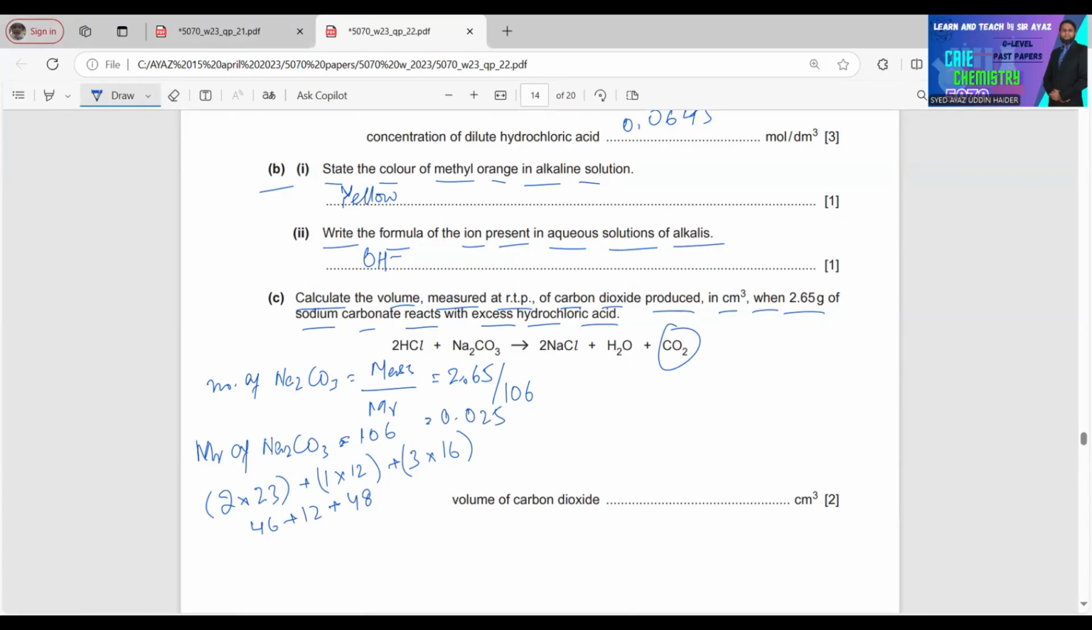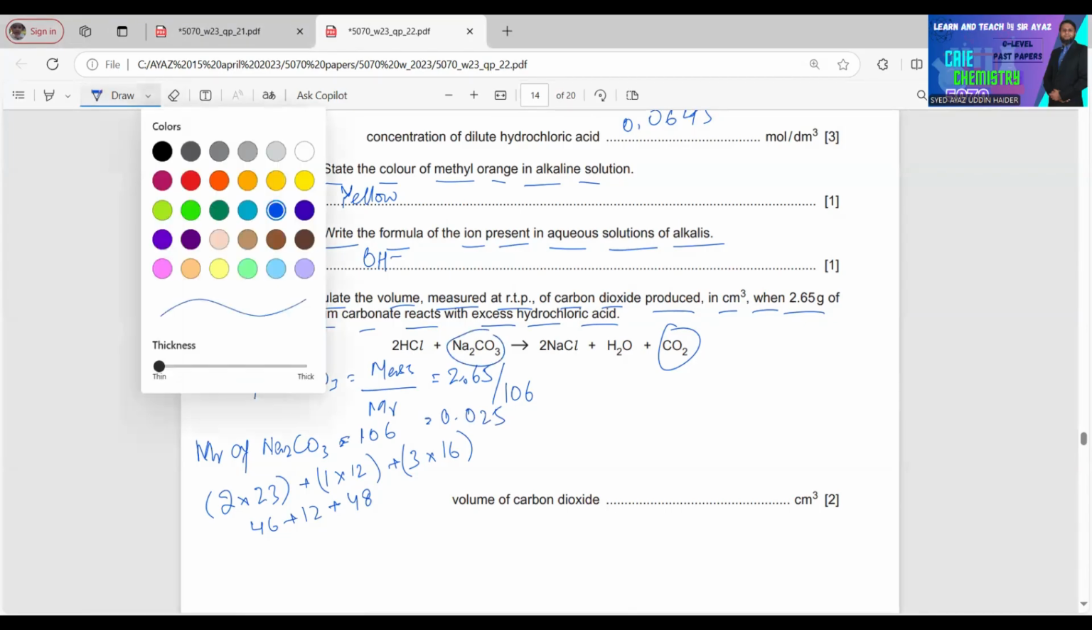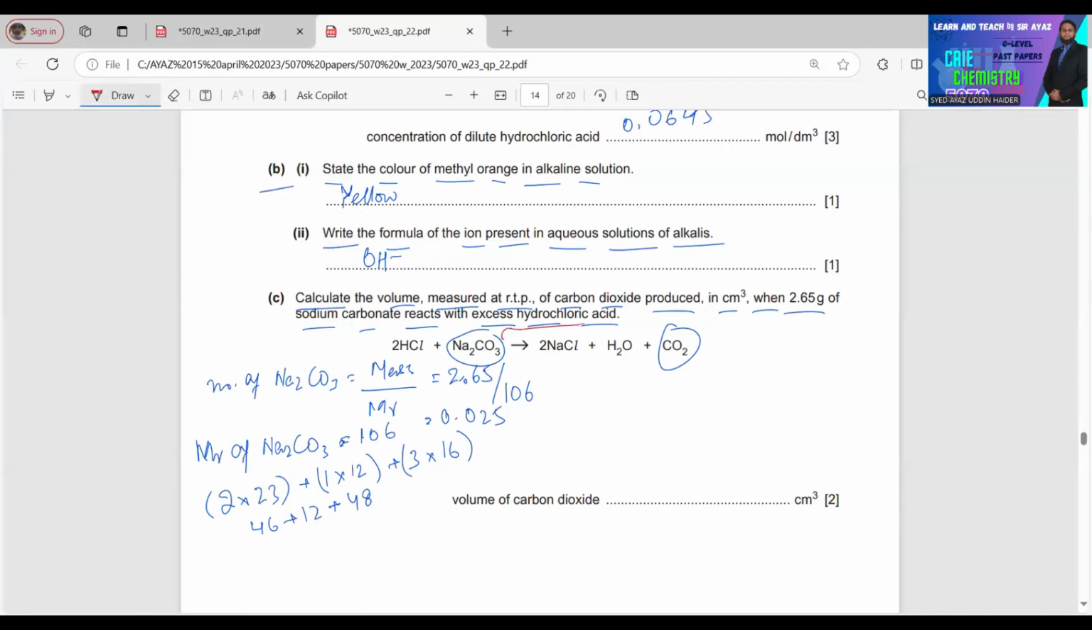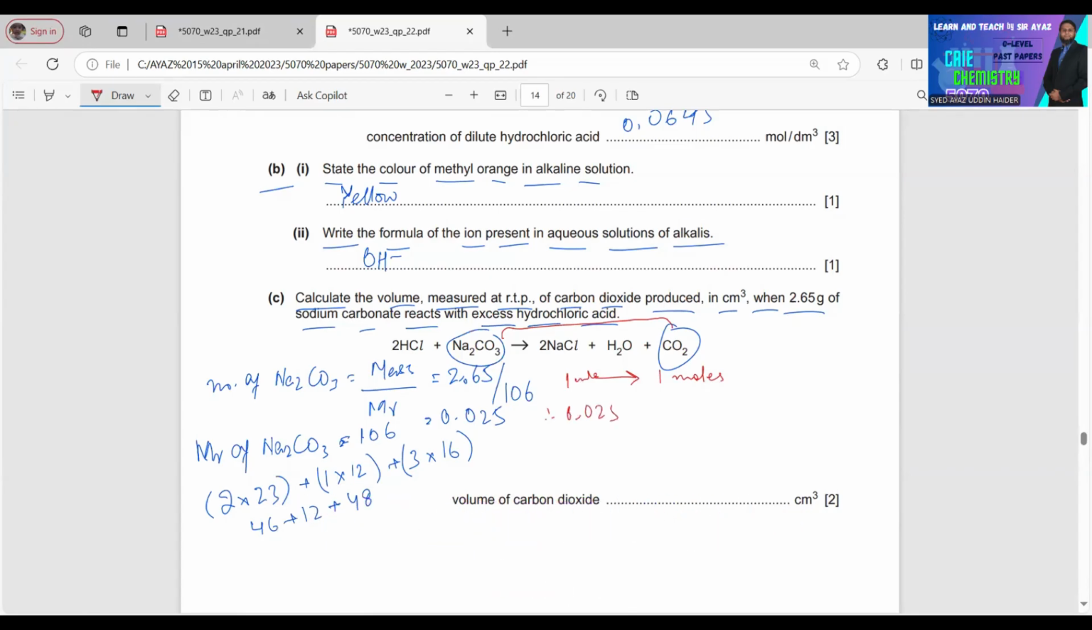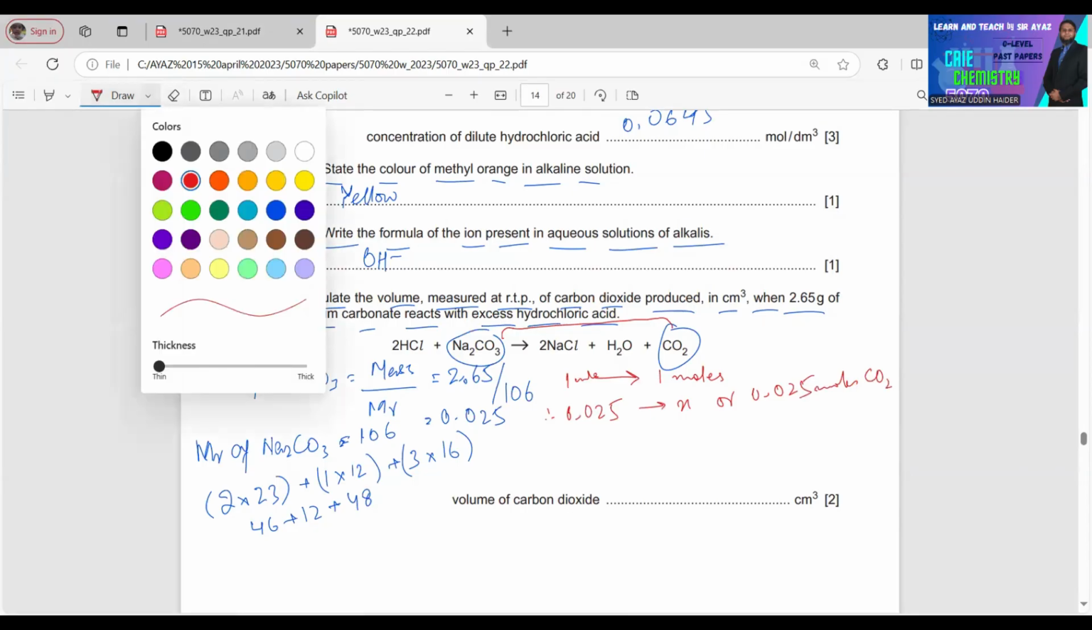If you look at the relationship between Na2CO3 and CO2 from the reaction, it's 1 producing 1 mole. Therefore, 0.025 produces X, or 0.025 moles CO2. Now you have the moles of CO2. We need to calculate the volume of CO2.